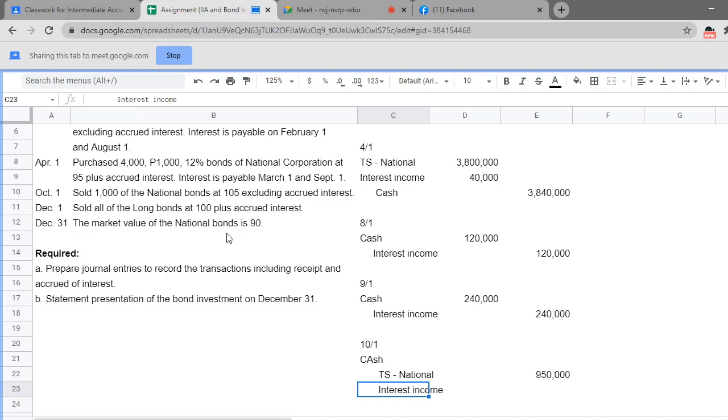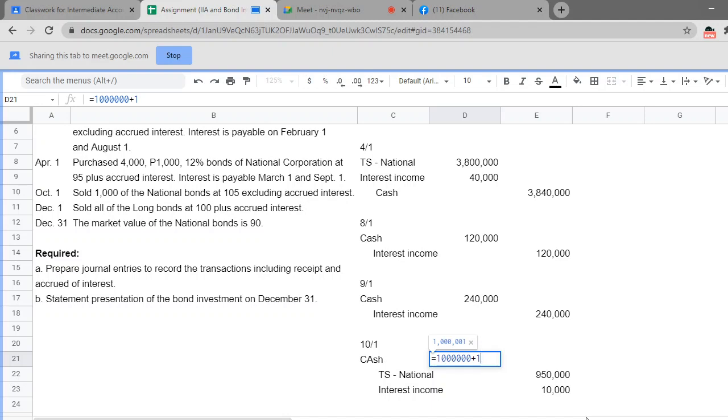Let's go back to October 1, national bonds. That is 105 excluding interest. So, we now compute the interest, but for the 1,000 only: 1,000 times 1,000 pesos times 12% times 1 month. That makes it 10,000 interest income for the 1 month that we held the investment. Therefore, how much? We sold the bonds at 100, so times 1. That's 1 million times 1.